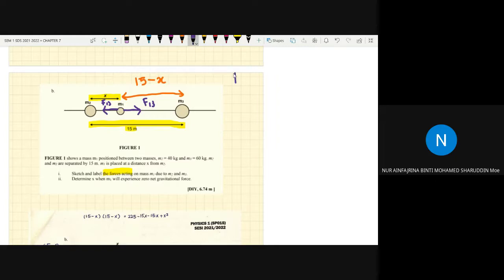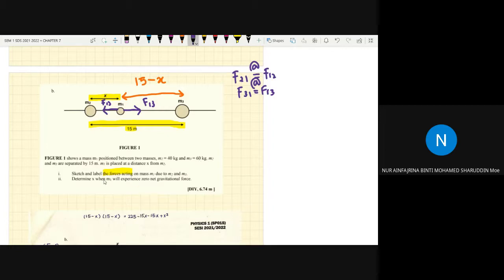Tak kisah kalau awak nak tulis macam ni pun boleh. F21 sama je dengan F12. F31 sama je dengan F13. No problem. It's just the labeling. As long as you understand, then no problem. Dia cuma labeling. It's either one lah kalau awak nak. So dia benda yang sama.